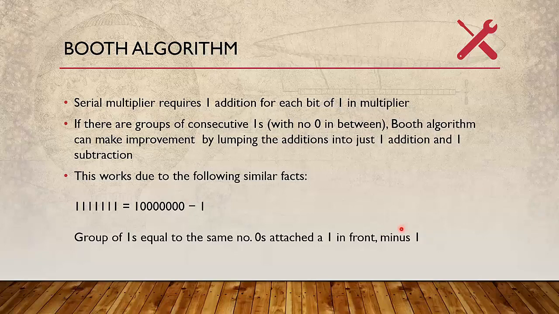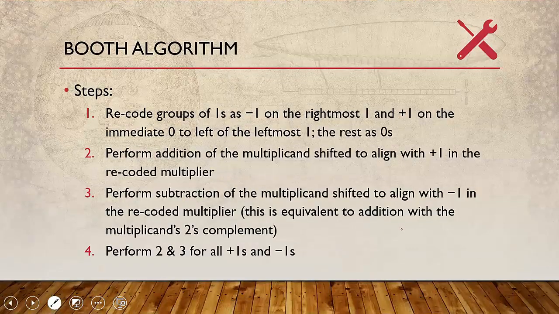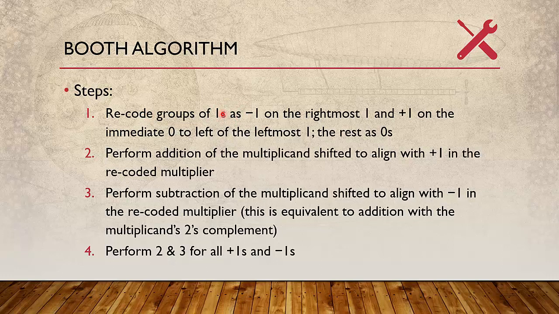So how does this help? We look at the steps of Booth algorithm. First, we have to recode, not record, recode the group of ones. We recode the first one to become negative 1. The first one is the rightmost one, and we recode the 0 immediately to the left of that group with positive 1. And the rest of the ones in between, between negative 1 and positive 1, become 0.